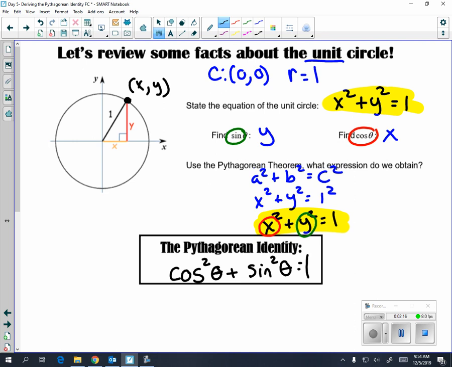So using the Pythagorean theorem on the unit circle, we come up with what we have called the Pythagorean identity. And this is really important. You do need to remember this because it's not on your reference sheet for the regions.